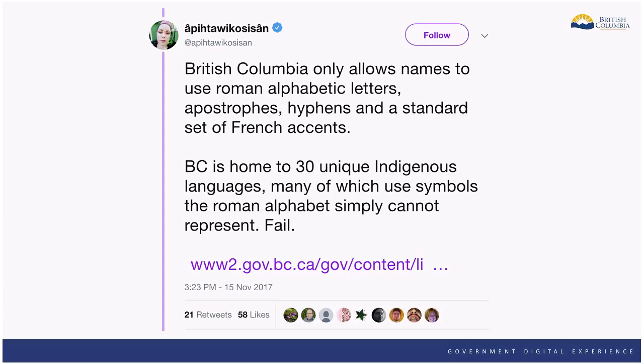She had gone through different provinces, looking at their applications and policies, and came across British Columbia, which only allowed names with the Roman alphabetic letters and things found in a standard French accent system. But BC is home to a lot of unique languages, specifically Indigenous languages. So that was a failure on our part to support that, and it represents how the choices we make in terms of technology can directly impact our ability to meet those calls to action. When I saw this tweet, I was quite inspired by it.